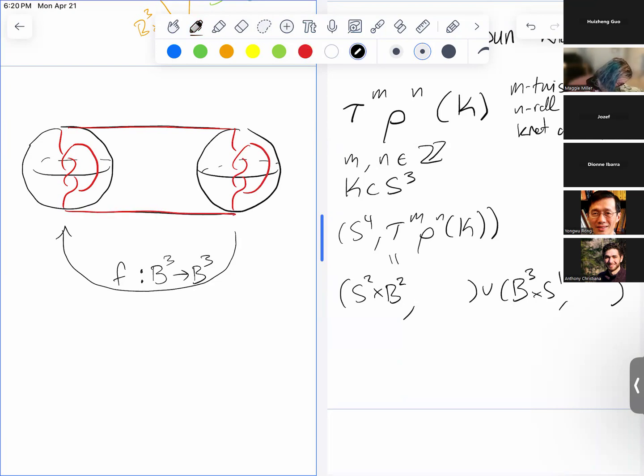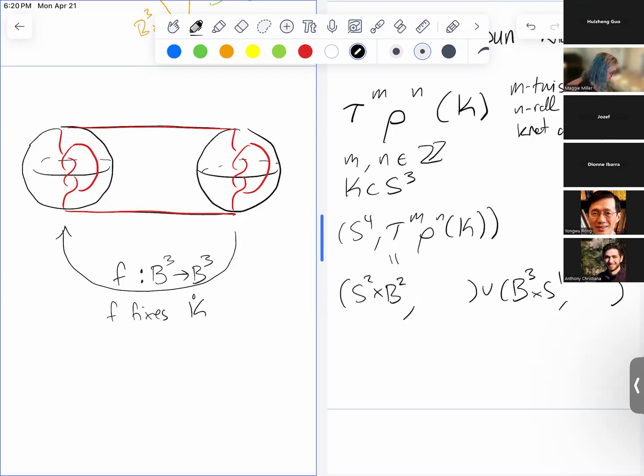I'm going to specify that F fixes this tangle, and even though F is isotopic to the identity map, it might not be isotopic to the identity map while fixing the tangle, right? So it's not true that we would expect this annulus to necessarily not cross S1. It might actually be interesting.